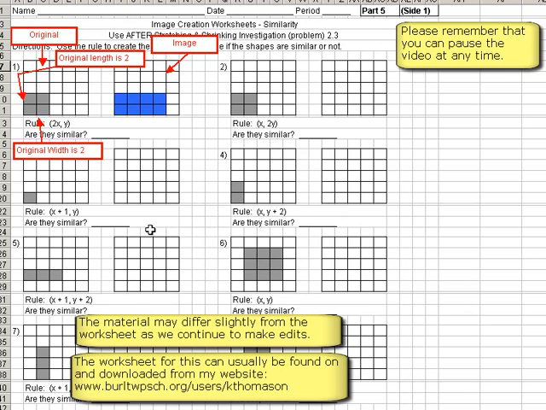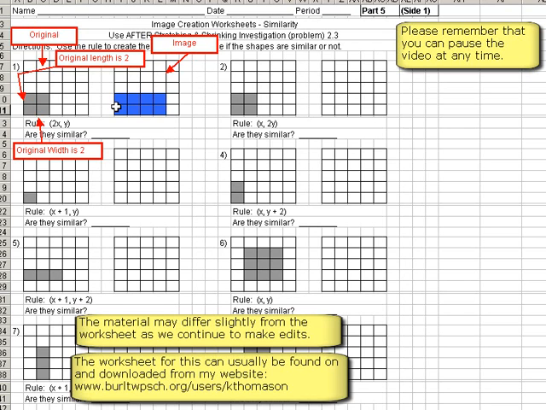Now let's just look at this to see if it makes sense. This shape is supposed to be 2 times wider than this shape. Is this shape 2 times wider than this shape? Yes. And the y is telling us to keep it the same height. Is this shape the same height as the original? Yes. And the last thing we need to ask ourselves is, are they similar? Is this shape similar to that shape?